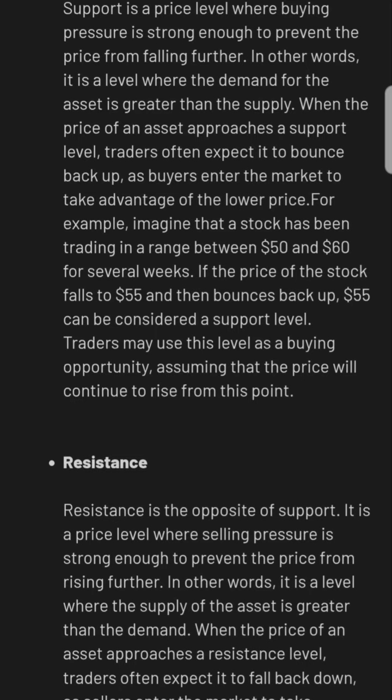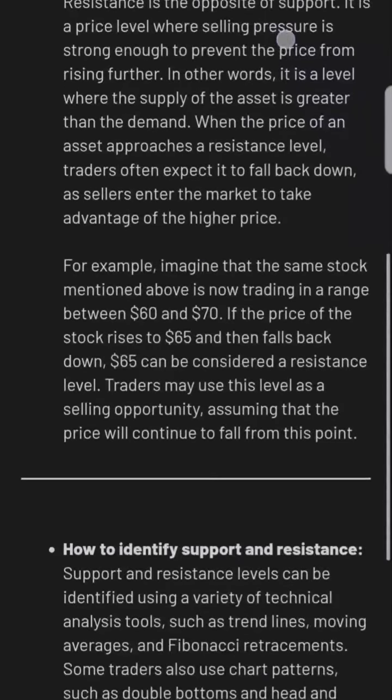For example, imagine that a stock has been trading in a range between $50 and $60 for several weeks. If the price of the stock falls to $55 and then bounces back up, $55 can be considered a support level. Traders may use this level as a buying opportunity, assuming that the price will continue to rise from this point. Resistance. Resistance is the opposite of support.